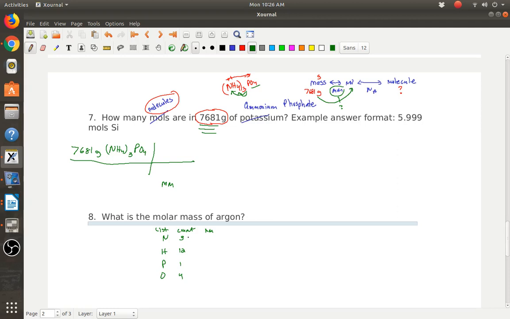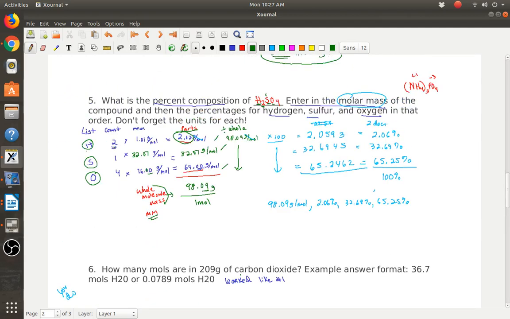So there are, that's weird. I wrote G. Let me get rid of that. How many? There are 3 nitrogens. Now the molar mass is 14.01 grams per mole. For hydrogen, it's 1.01 grams per mole. For oxygen, it's 16 grams per mole. And phosphorus, I don't know. So let's go look it up.